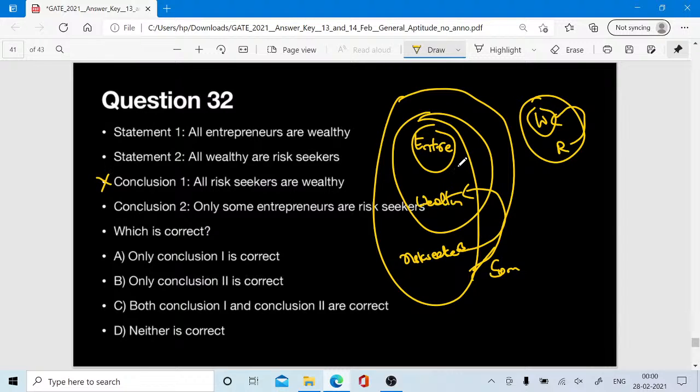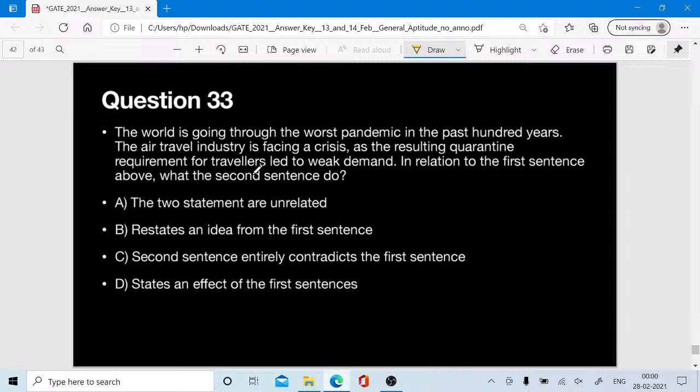Only some entrepreneurs are risk seekers. Can I tell that? Entrepreneurs are like this, R is like this. All entrepreneurs are risk seekers, not some entrepreneurs are risk seekers. So conclusion 2 is also wrong. Neither is correct, so it is option D.